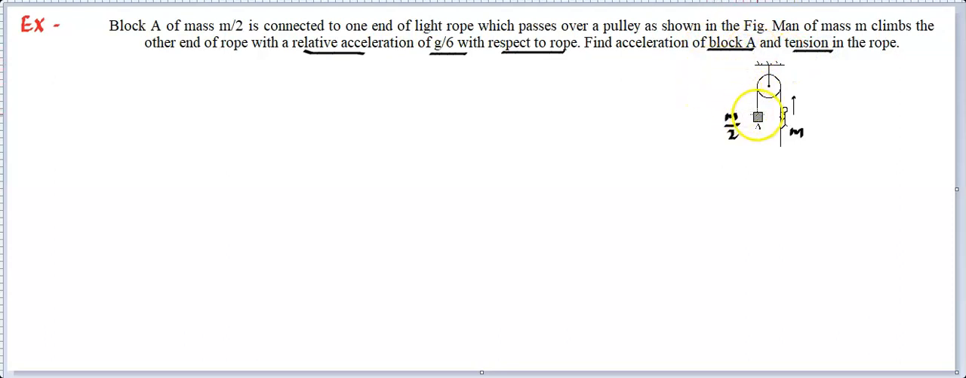Now, there is a big difference between the block and the person. The difference is that the block stays fixed at a particular location, whereas the person can change location. When the person is climbing, he will be catching the rope at a different location at different times, right? That's a difference. But if we can draw the free body diagram for any body, and we can write the equation, that will work.